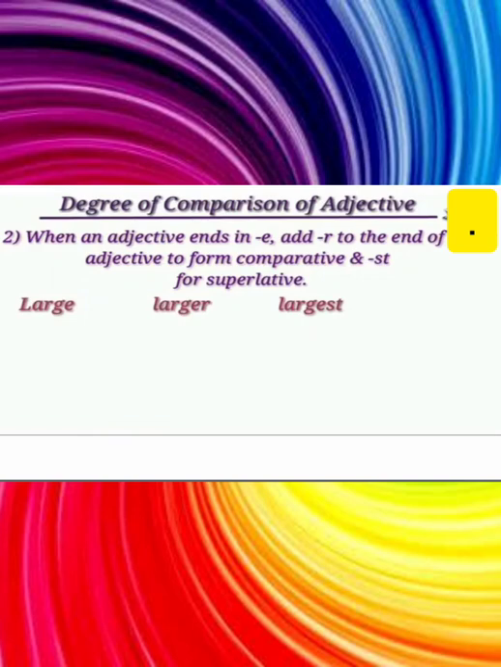So we are going to add r, only r, not er, in the comparative form, and we are going to add st, only st, not est. Large is changed into largest. So large, larger, largest. Second example is white, whiter, whitest. Now we'll move into the third rule.